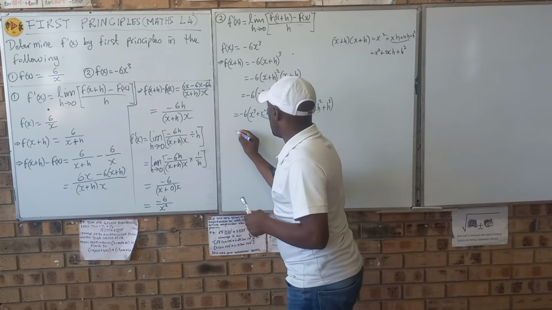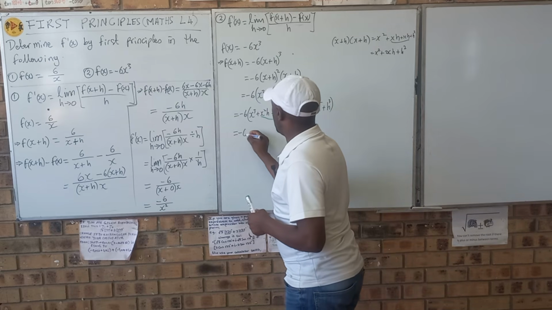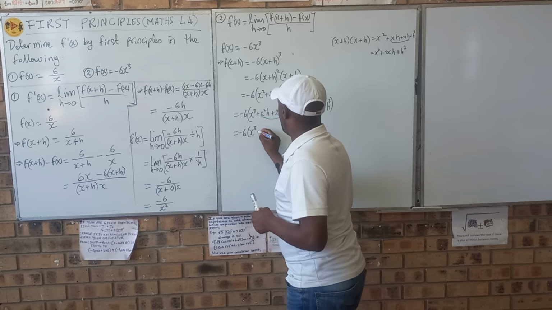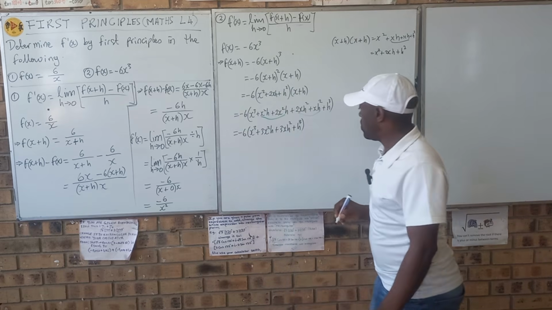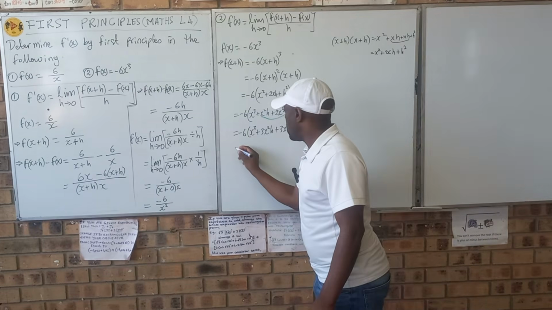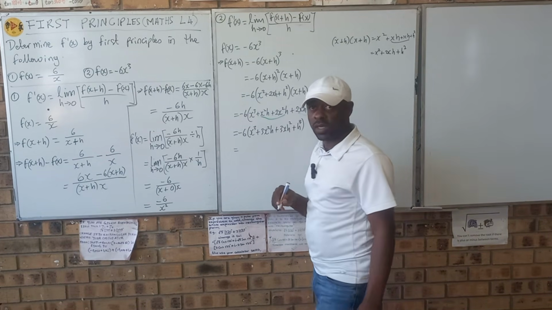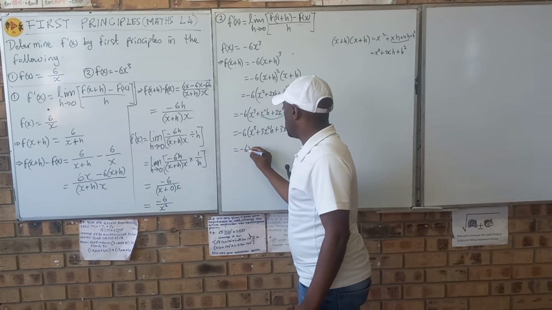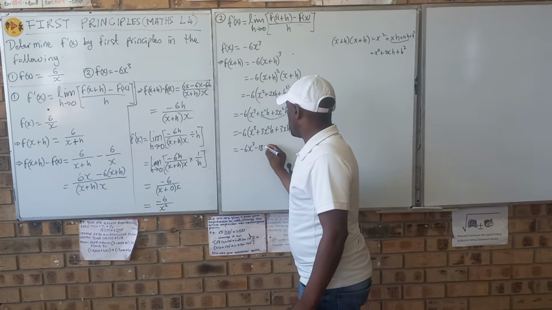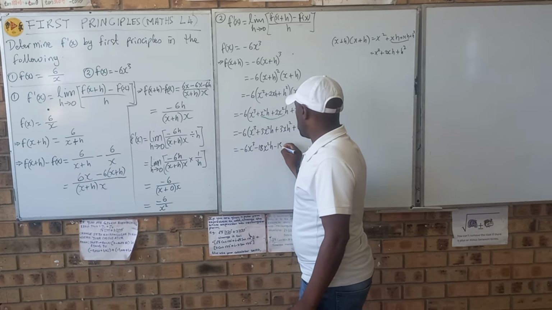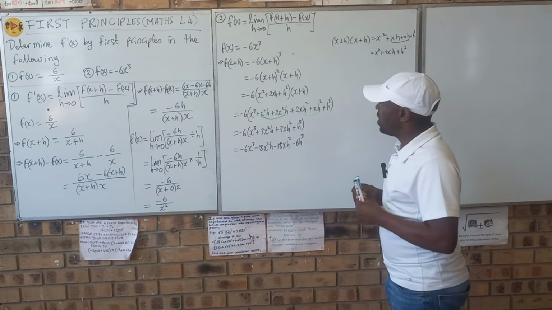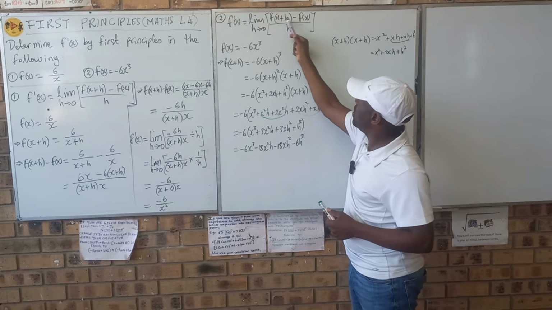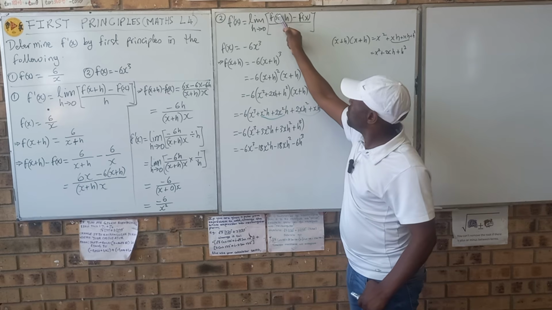So if I pull my like terms together, I'll be having negative 6 into x cubed plus 3x squared h plus 3xh squared plus h cubed. So I pull the like terms together. Then I can now open my bracket and multiply everyone by negative 6. That will give me negative 6x cubed minus 18x squared h minus 18 again xh squared minus 6h cubed. So so far, we can say we have succeeded to calculate f of x plus h, which is supposed to go into this position.